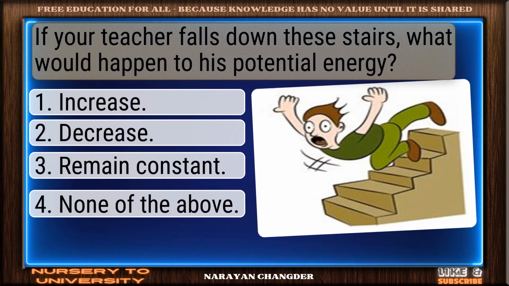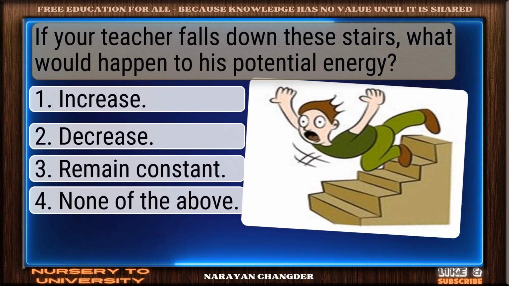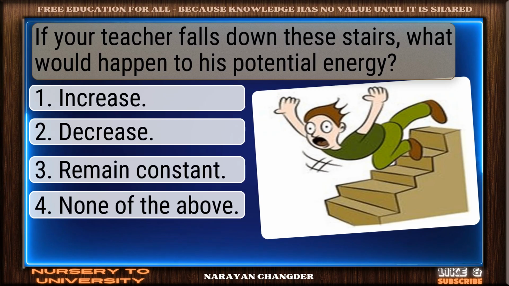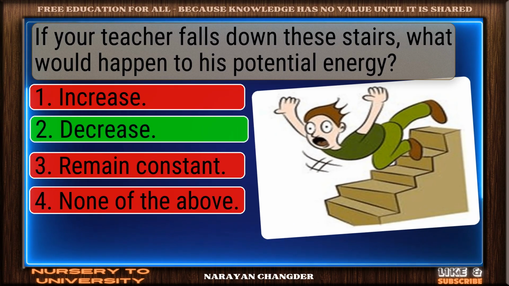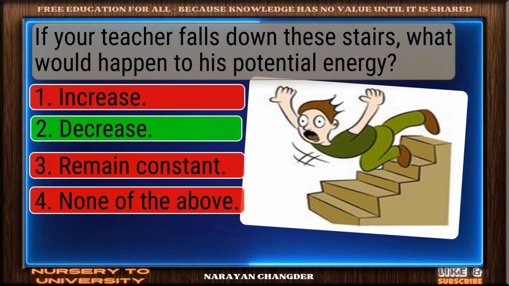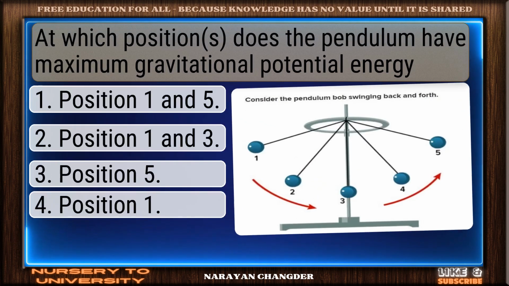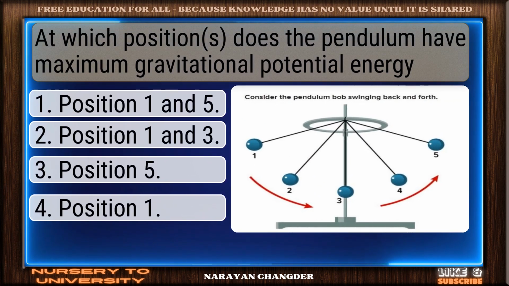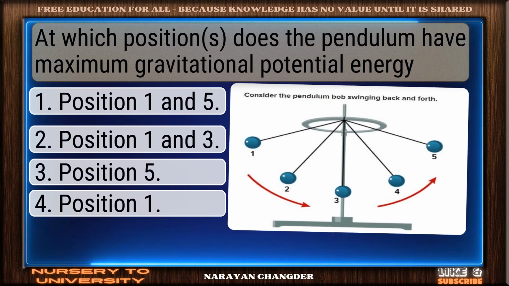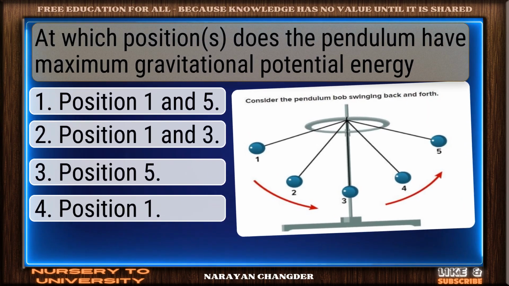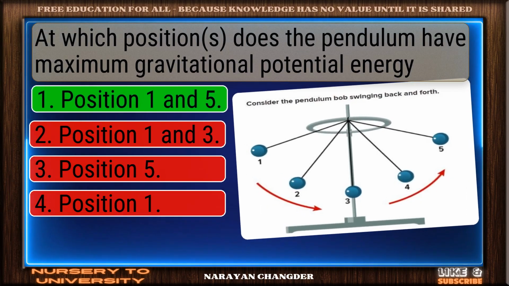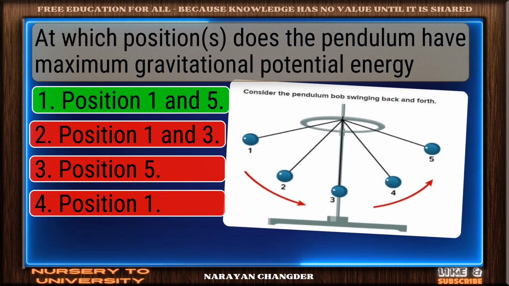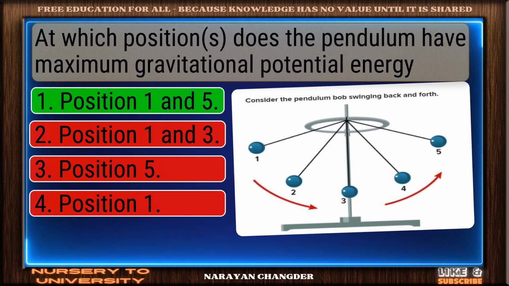Question number 2. If your teacher falls down these stairs, what would happen to his potential energy? Nice selection. Decrease is the correct and valid answer. Question number 3. At which position does the pendulum have maximum gravitational potential energy? You got it? Your choice, position 1 and 5, is right.